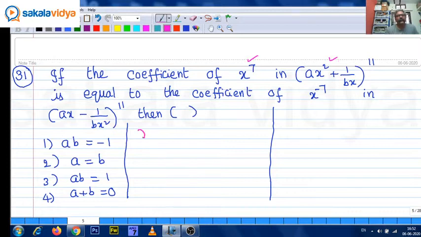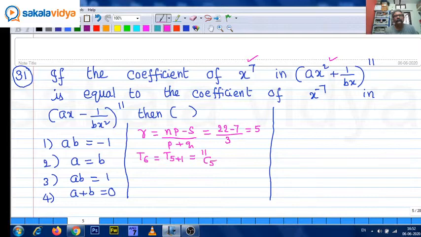Here I am writing directly r = (np − s)/(p + q). See, n p is 11 into 2, 22, minus 7, by p plus q, 2 plus 1 is 3, that is 15. 15 by 3 is 5. That means we need to find out the t6 term, t5 plus 1, that we can write in this one.